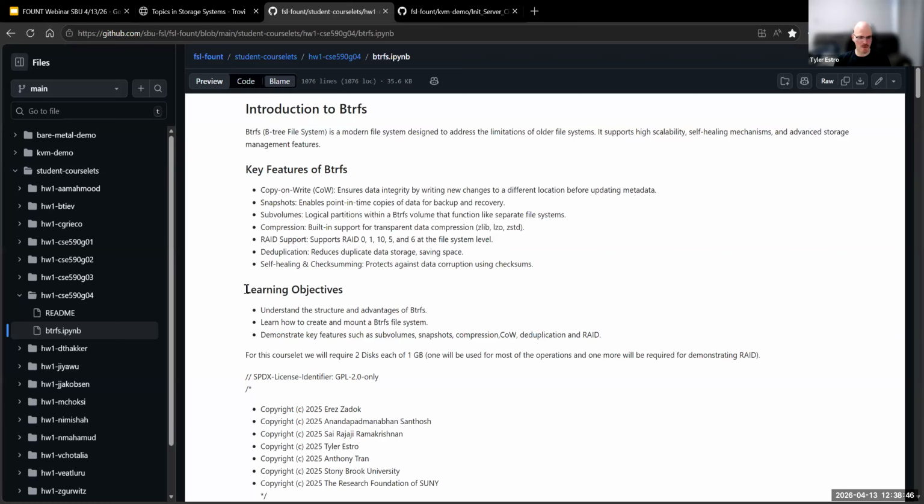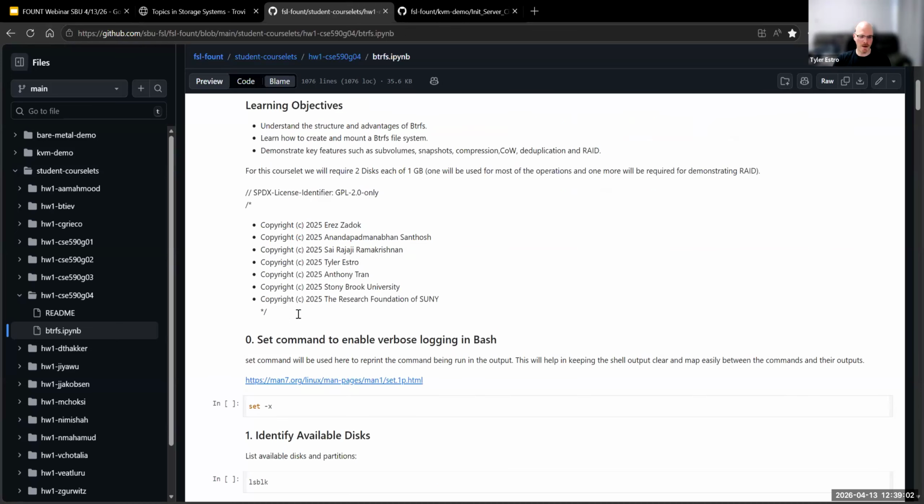one of the main things we asked students to do was to define all of the learning objectives up front. For each courselet, this is going to be different. Here they say, understand the structure and advantages of ButterFS. They tell you some of the tasks that you're going to perform throughout the courselet.